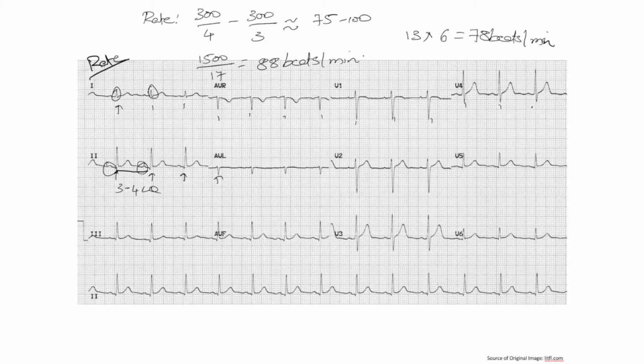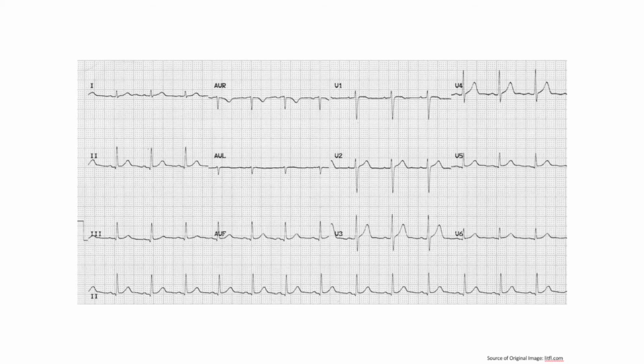So the first step to reading an EKG is always to start with the rate. And if it's regular, you could use one of these two methods. So you either divide 300 by the number of large squares between each wave, or 1500 by the number of small squares between each wave. Or alternatively, you can simply count the number of waves on a given strip. So pretty much count all the number of waves and multiply that by 6 to get the frequency.